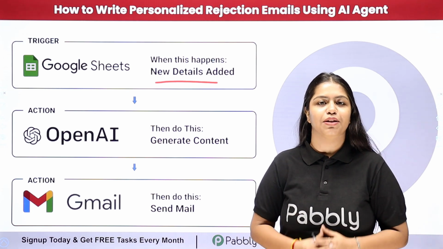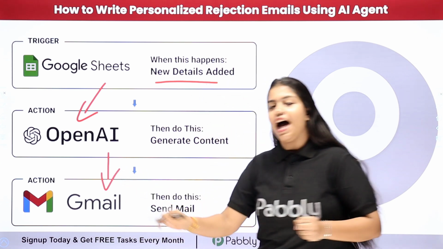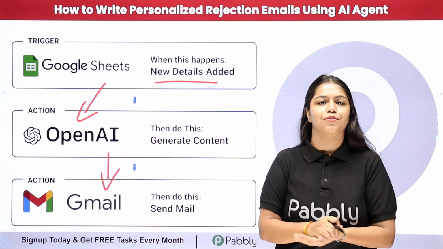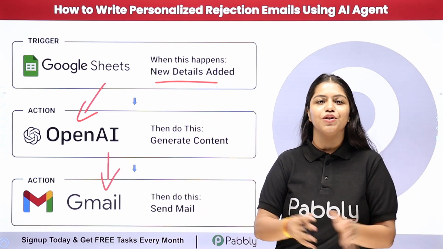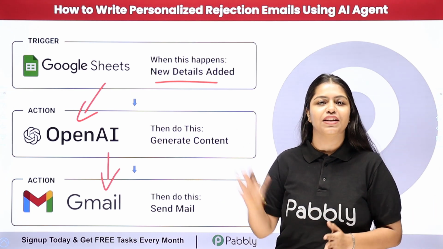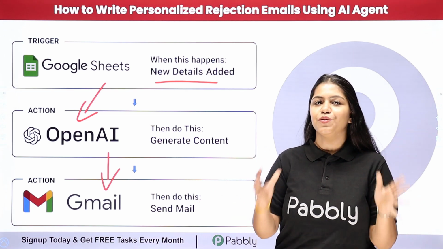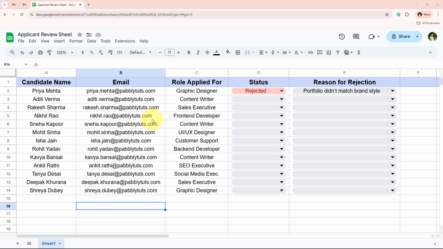So to do this, we are simply going to create a connection between Google Sheets, OpenAI and Gmail. And to create this connection without knowing any programming or coding language, we are going to use Pabbly Connect. It is an amazing automation software. So if you also want to create this amazing automation for your own business, then for that you have to come with me towards my screen. Welcome to my screen everyone.